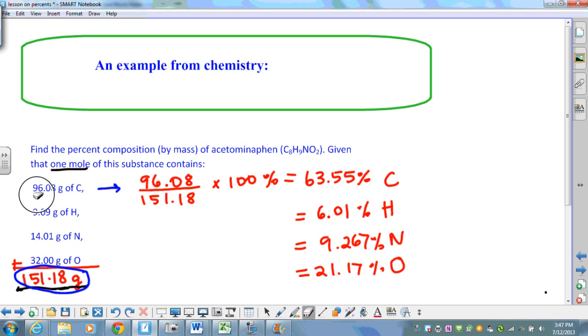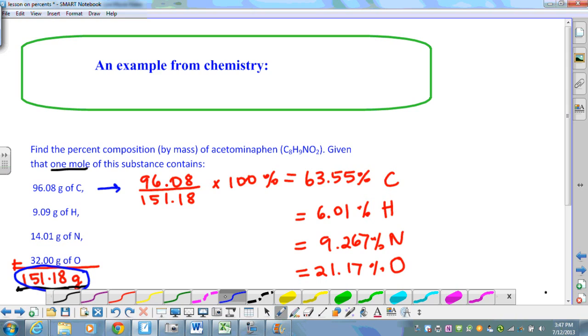Since carbon is 96.08 grams, we just take a ratio like we've been doing all along, right? So you do 96.08 divided by 151.18, and you multiply it by 100 to leave it in percentage form. And that's what we get. About 63% of the substance, or 63.55%, is made up of carbon.